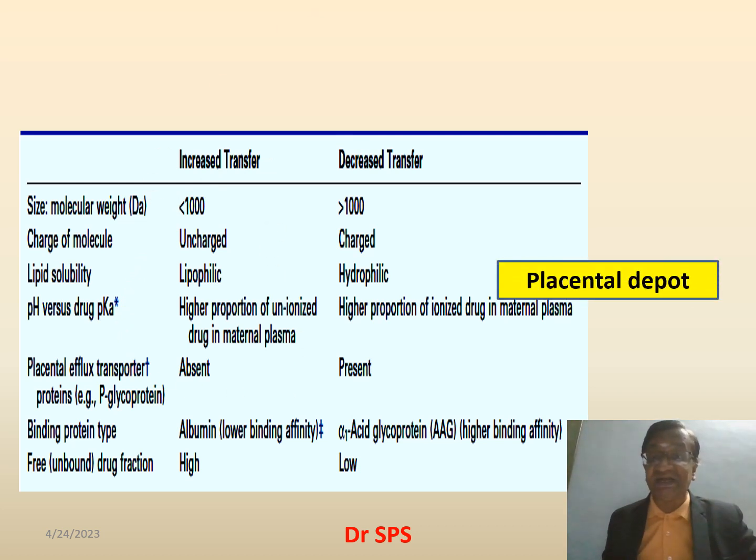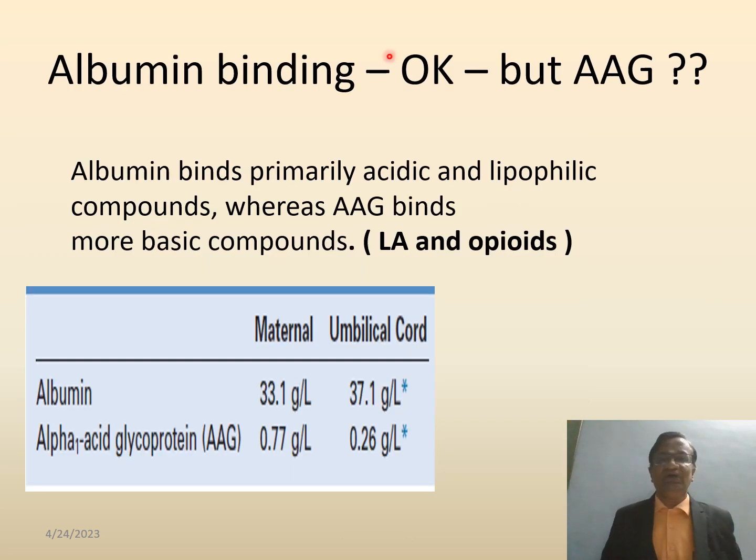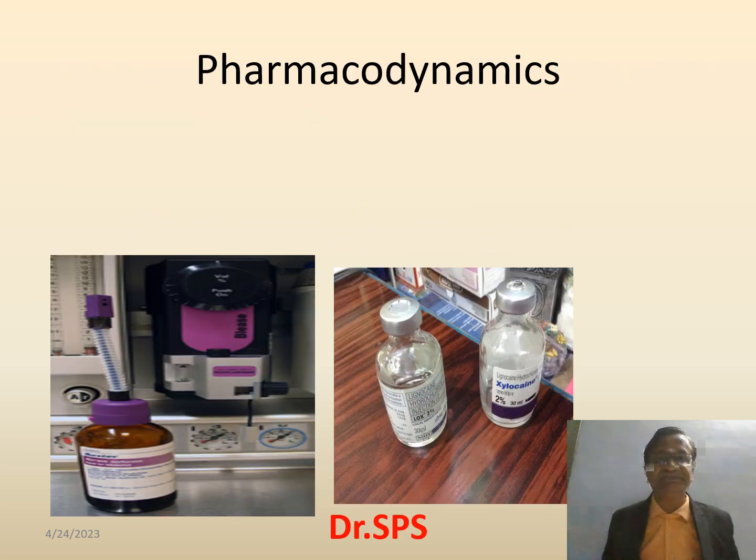So there may be a placental depot. Now albumin binding versus AAG: albumin binds primarily acidic and lipophilic compounds, whereas AAG binds basic compounds. That is what I told. AAG binding on this side is decreased transfer. So AAG binds more basic compounds, local anesthetics and opioids. That is why I told increased transfer, decreased transfer. Albumin, AAG. Okay, AAG binding proteins, compounds have decreased transfer. That is local anesthetics and opioids.